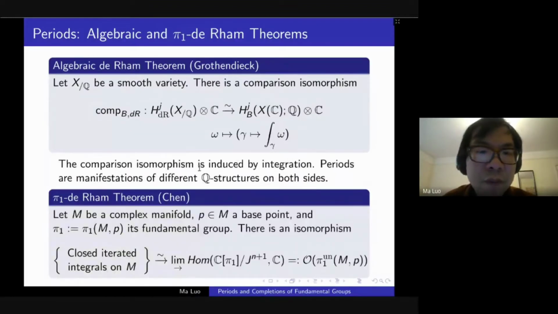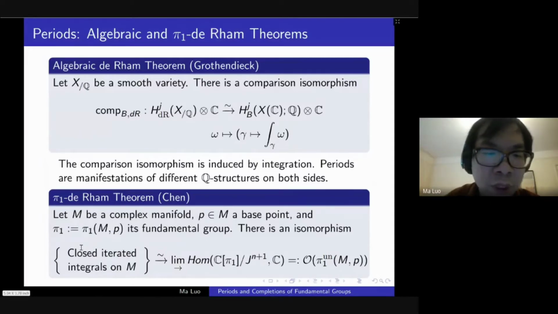And similarly, in the 70s, Chen has this pi_1 de Rham theorem, saying that if you have a complex manifold and a base point p, you find its fundamental group, and there would be this isomorphism where on the left-hand side it's closed iterated integrals on M. Here closed means it's homotopy invariant relative to endpoints or base point.